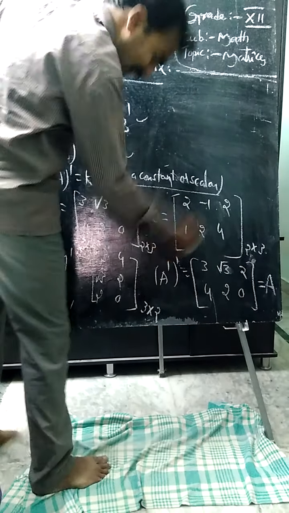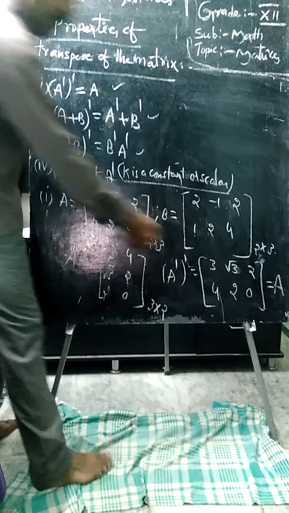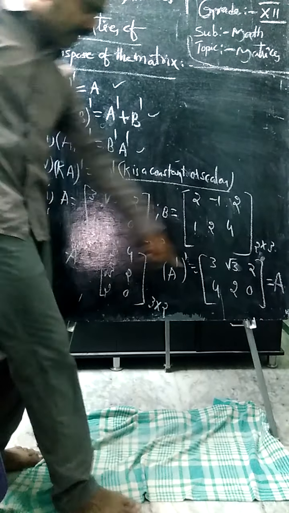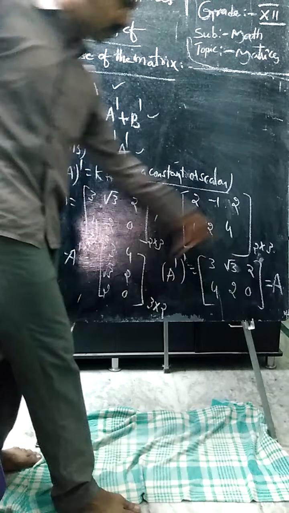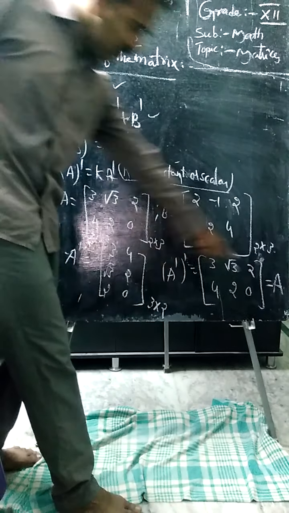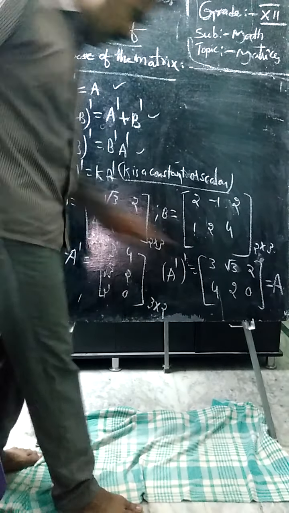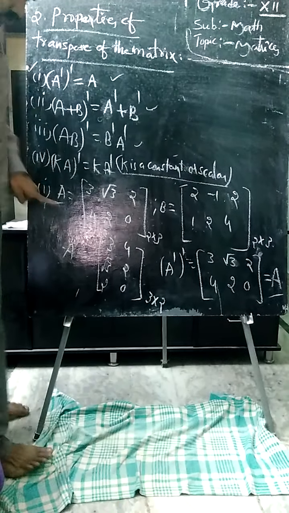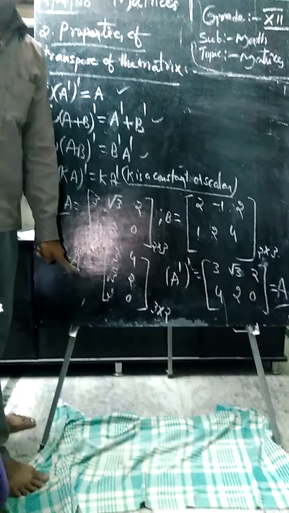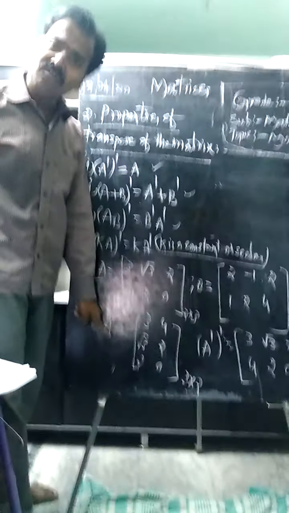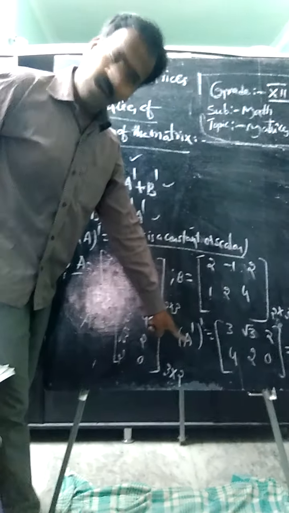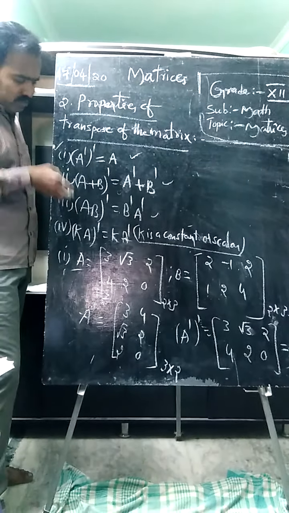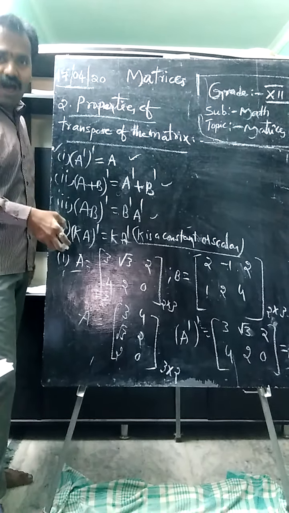Again, the transpose of the transpose, (A dash) whole dash. I mean again interchange rows and columns, and we get [3, root 3, 2; 4, 2, 0]. Let us observe, we got the matrix A or not? Yes. First you find the transpose of the given matrix, then the transpose of that matrix is equal to the given matrix. We proved the first property.